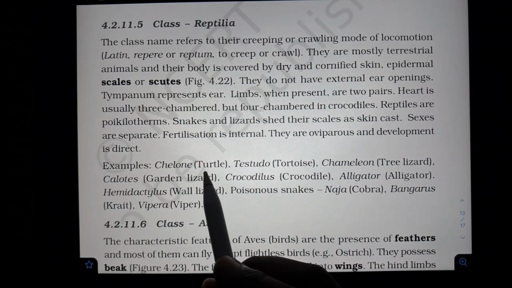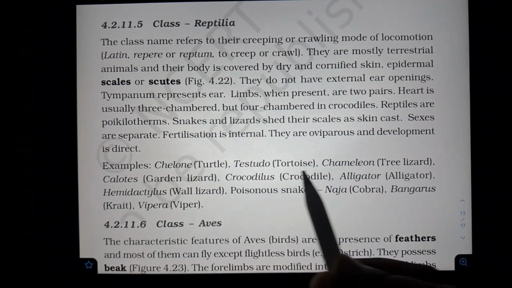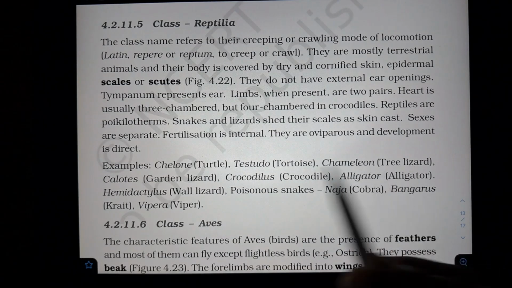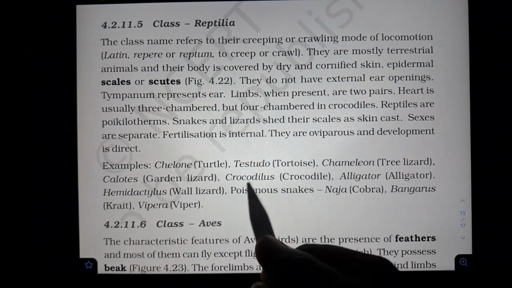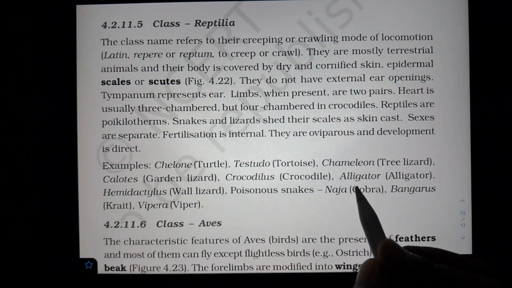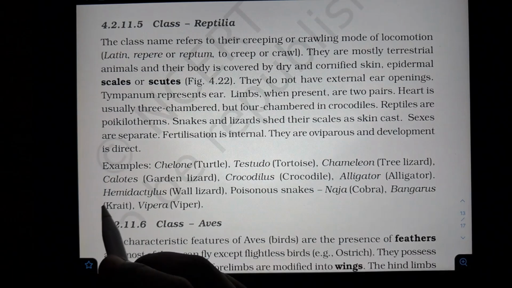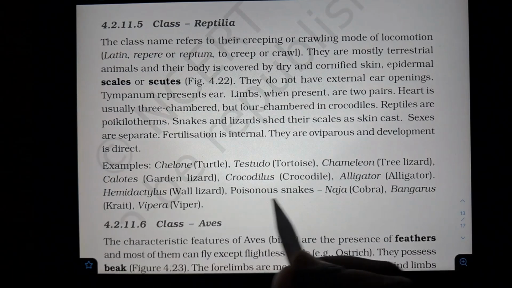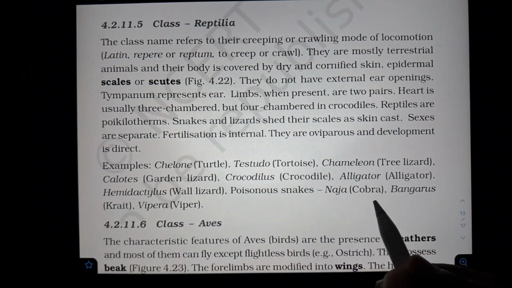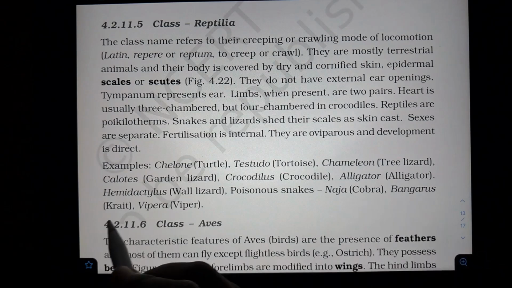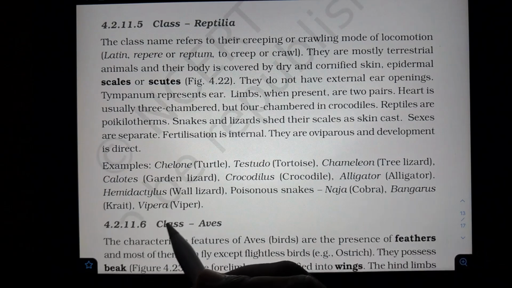Examples: Chelone, turtle; Testudo, tortoise; Chameleon, tree lizard; Calotes, garden lizard; Crocodilus, crocodile; Alligator, alligator; Hemidactylus, wall lizard. Poisonous snakes are Naja, cobra; Bungarus, krait; Vipera, viper.